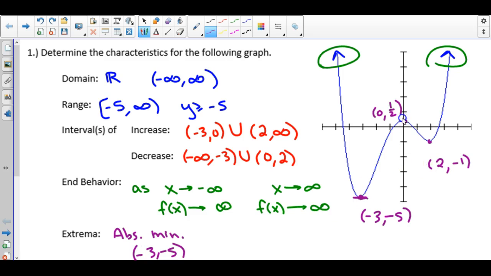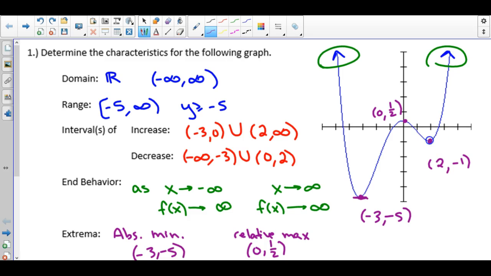And then what happens is the function increases and it stops here. That's going to be what's called a relative max. And the reason for that is because I have all these points over on these sides where I'm going to have y values that are greater than the y value of that function that has the y value of the half. So it's going to be a relative max, and that occurs at (0, 1/2).